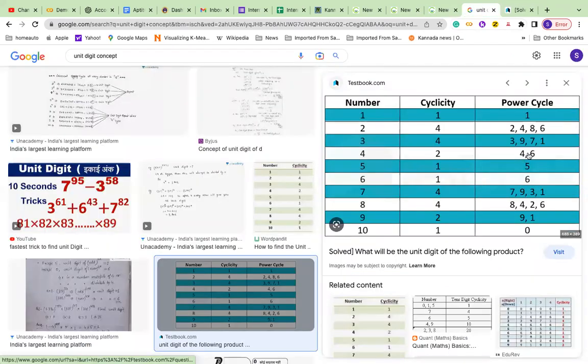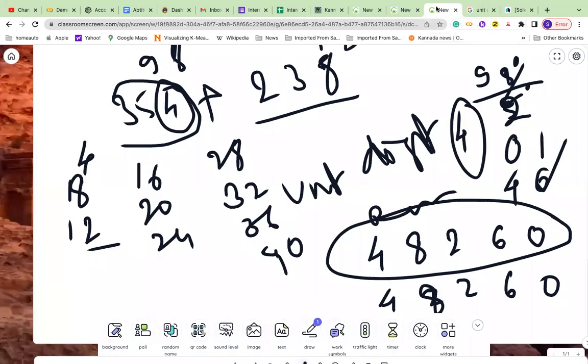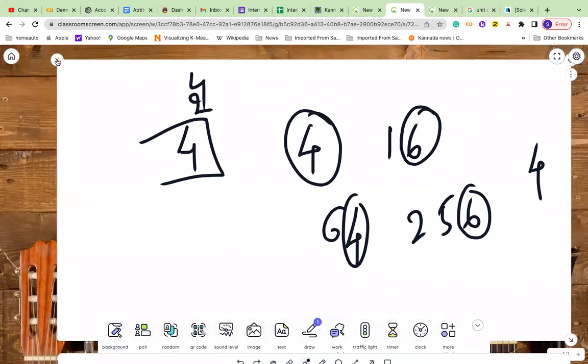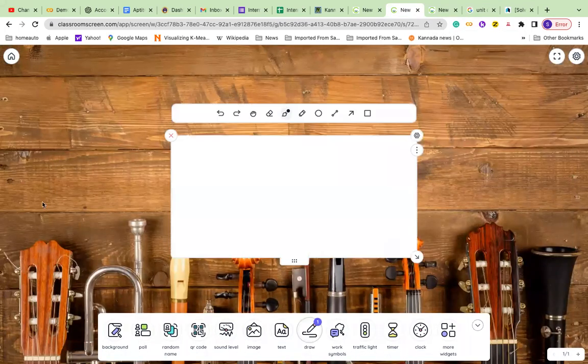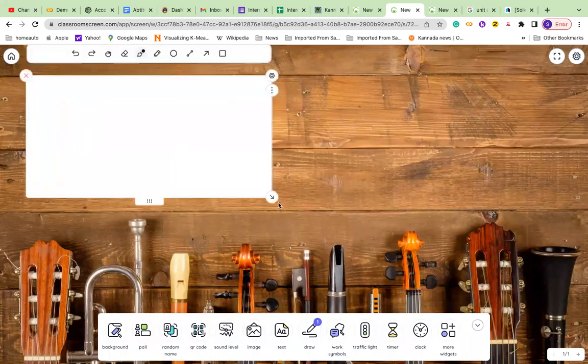What is the cycle? 4 and 6. If it is 0, it means 4. If it is 1, it means 6. Modulus 2 will give only 2 numbers, either 0 or 1. Yes or no? Did you understand or not? Let me explain again.